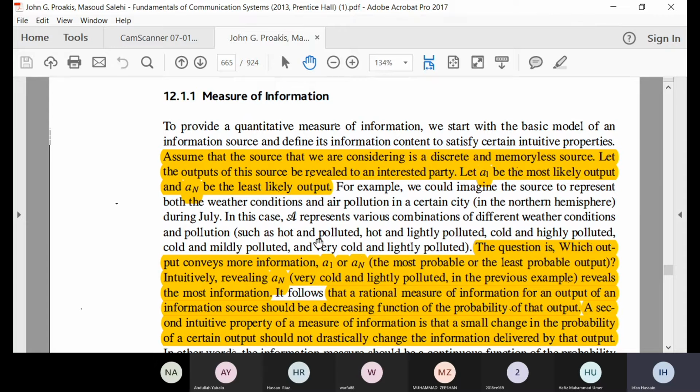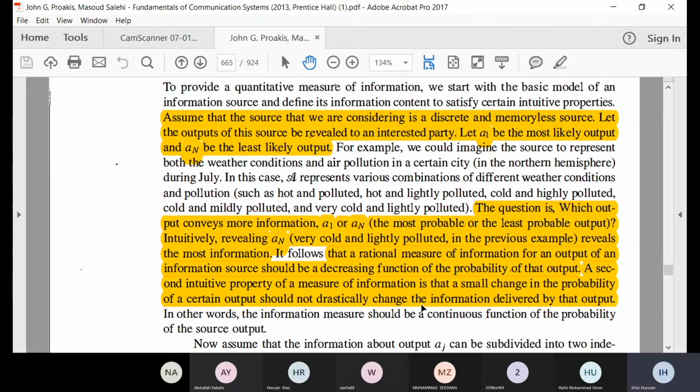So it is more specific in terms of temperature, and then it is lightly polluted. So we know that this will be occurring the least amount of time, because it is a very tough constraint. Both these conditions have to be satisfied for it to occur. So it will be least probable, but it will convey the most information. So AN reveals the most information. This means that the rational measure of information for an output should be a decreasing function of the probability of that output.